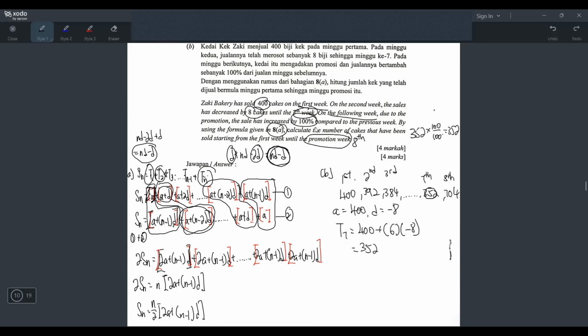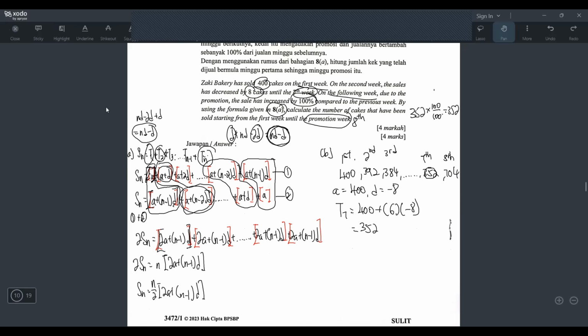But they want us to find the number of cakes that will be sold starting from the first week until the promotion week. So first you need to find S7, because the total sales from first week until 7th week will be S7. You cannot straight away find S8 because in the 8th week something happened already. Instead of decrease, the 8th week increased. So you have to find S7 separately, then find T8 separately, and then add them together. You cannot straight away find S8, because for the 8th term, it never decreased by 8. It increased instead. That's why I'll find S7.